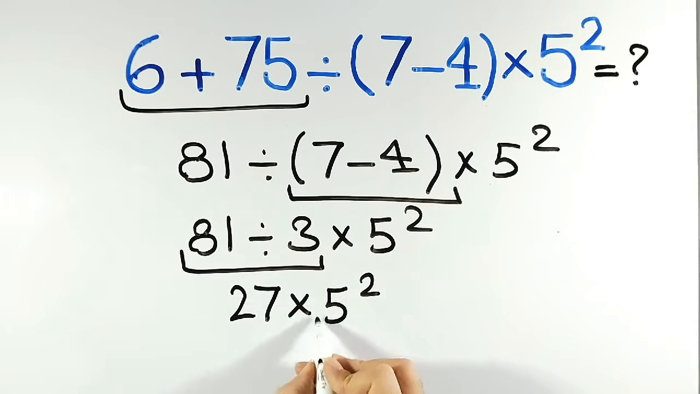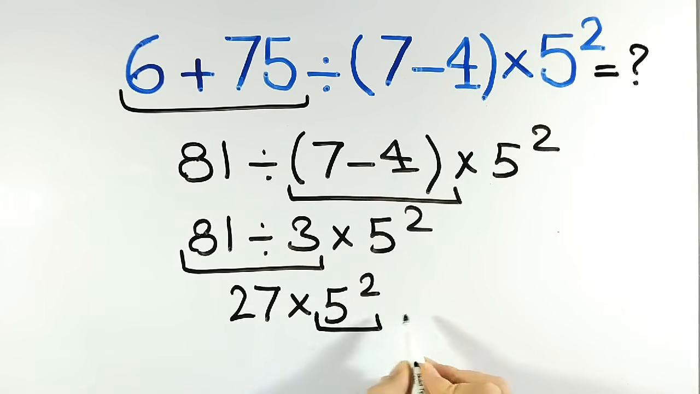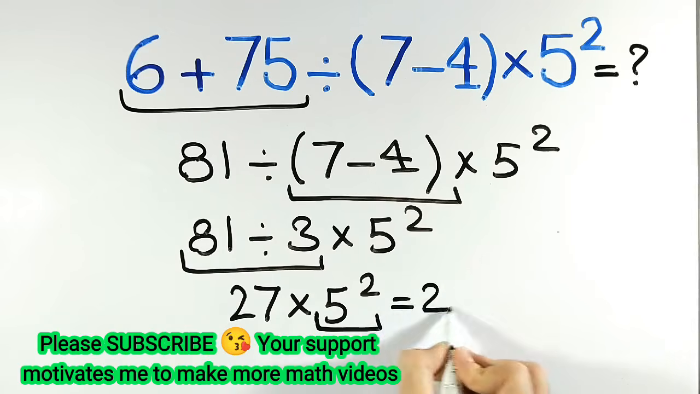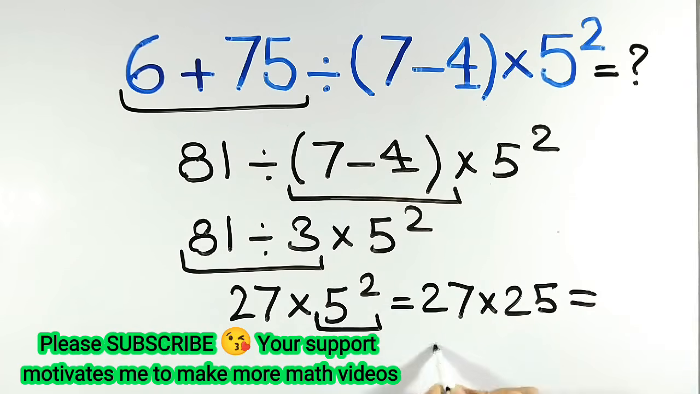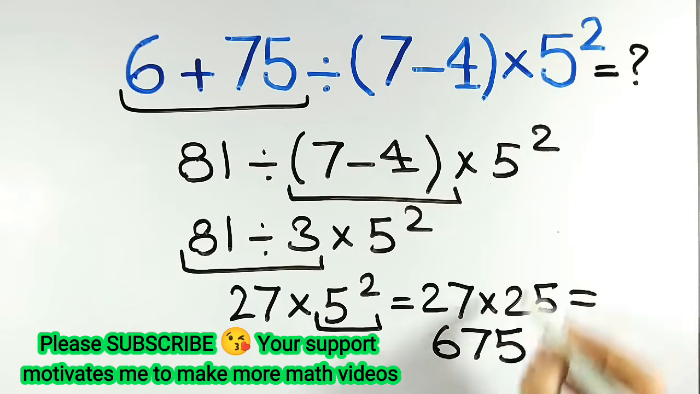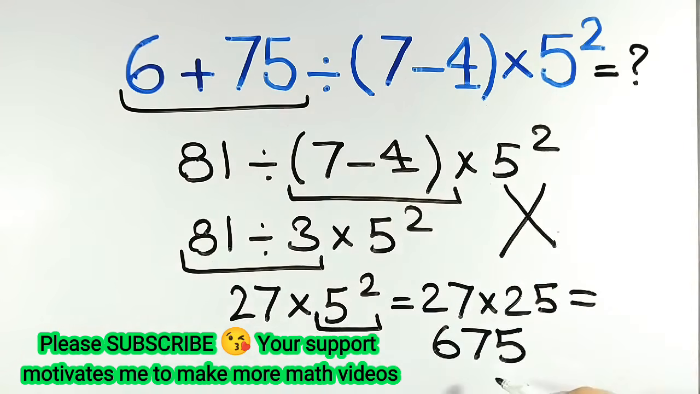In the final step, they go to the exponent. And instead of this expression, they write 27 multiplied by 25, which finally gives them the answer 675. However, this answer is actually incorrect.